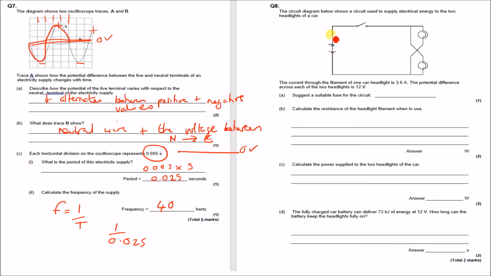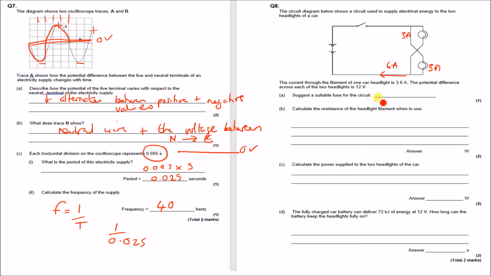Right, the next question. So we've got a circuit, and this is for the headlights on a car, and you can see that these are in parallel to each other. So the lamp here is in parallel to this lamp here. The current through the filament lamp of one car headlight is 3 amps. So we know going through here is 3 amps, and going through here is 3 amps. So we would expect going through here the current to be the sum total of these, so we would expect it to be 6 amps.